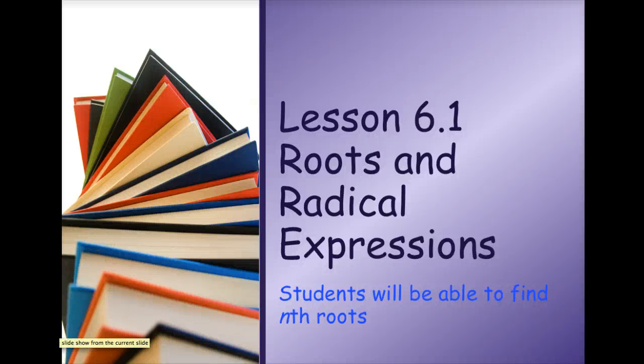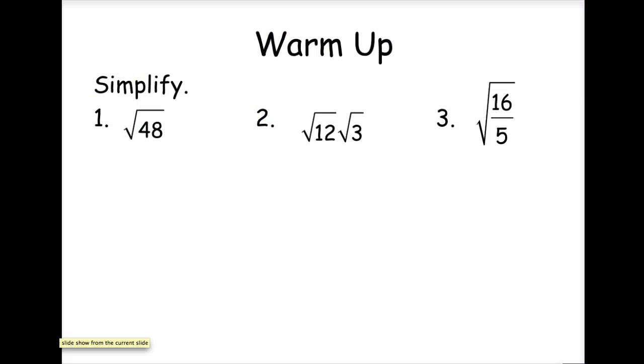Today we'll be able to find nth roots. First of all, as a warm-up, pause the video, see what you can remember about solving these radical expressions, and then come back and check your answer. So we want to find a perfect square that goes into 48: 16, and 16 times 3 gives us 48. The square root of 16 is 4, so 4 square root of 3.